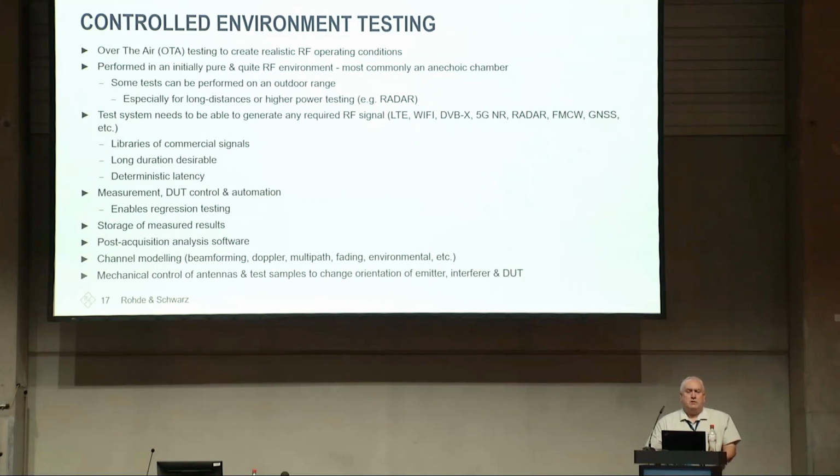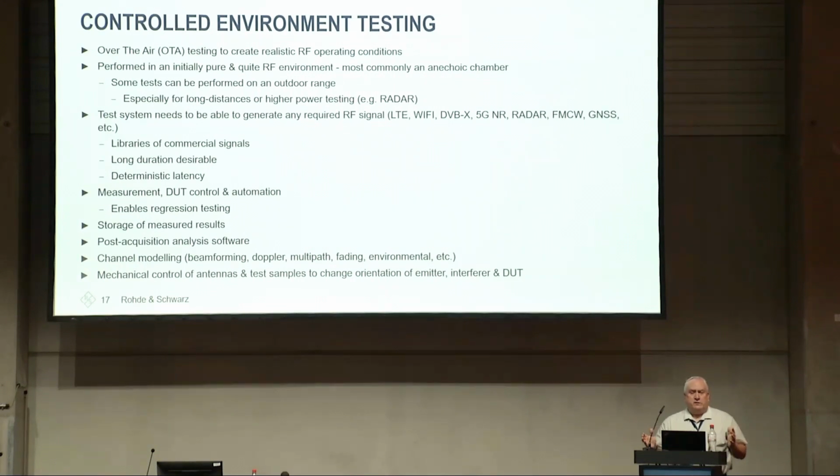So when we talk about controlled environmental testing, what is it we're really talking about? We're talking about typically an over-the-air test where we create a realistic RF environment with realistic operating conditions. It's typically performed initially pure, by that I mean there are no unintended emitters and interference, and that would most commonly be in an anechoic chamber, right? So you have a controlled RF environment. Some of the tests are performed in an outdoor range. The white paper talks about some of the high-power radar tests, which isn't really a use case for an indoor anechoic chamber.